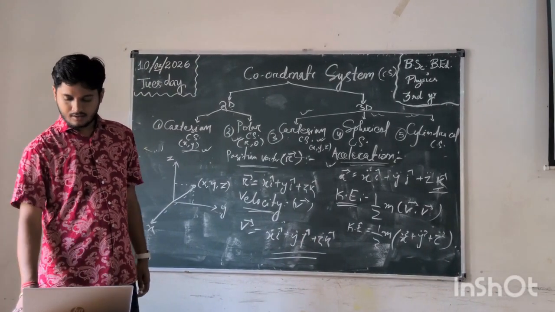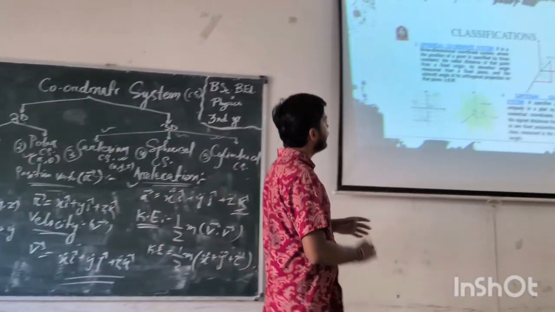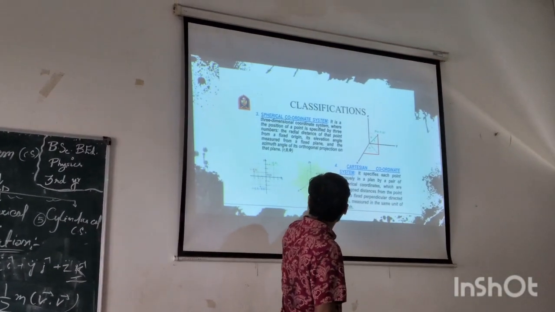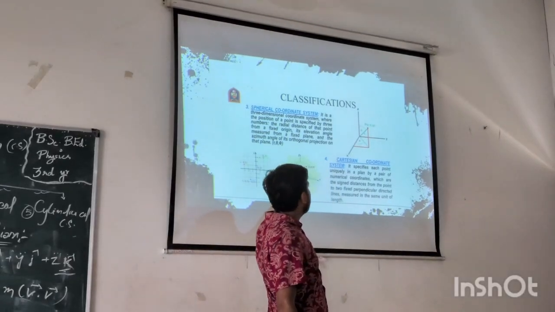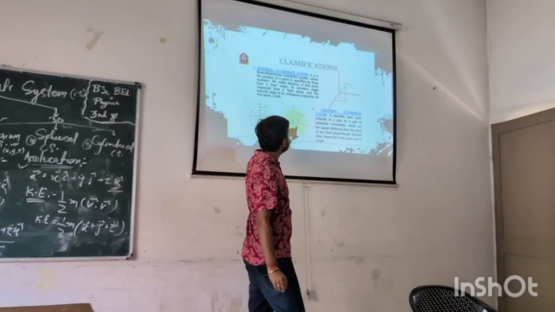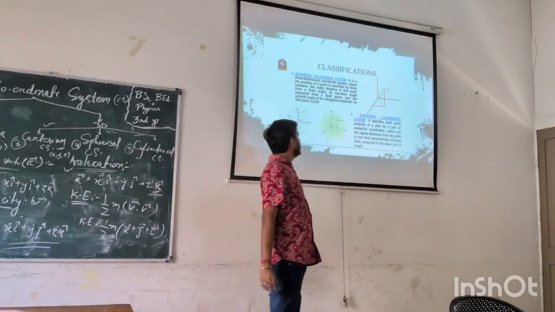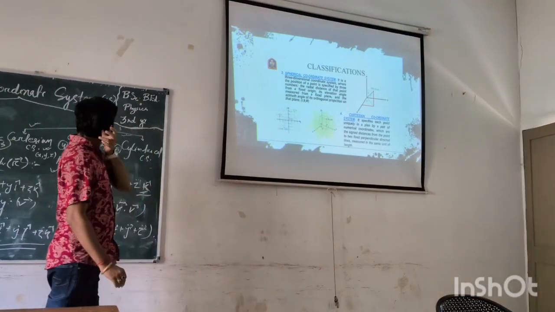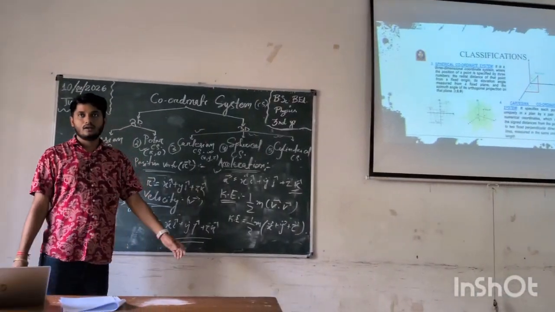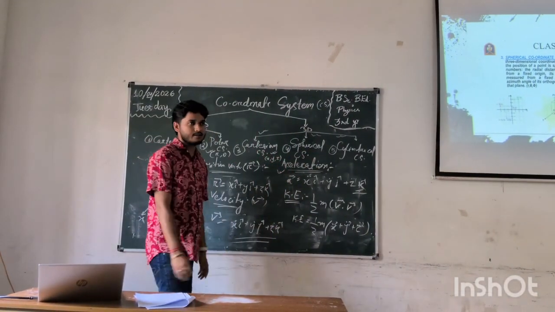Then see here, the Cartesian coordinate system is like this. If we plot a plane here, this is the distance from the x-axis, this is y, and this is z. So this is our Cartesian coordinate system in 3D. Next we are going to discuss the spherical coordinate system.